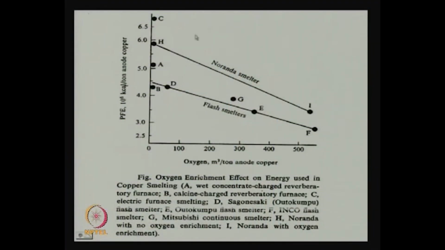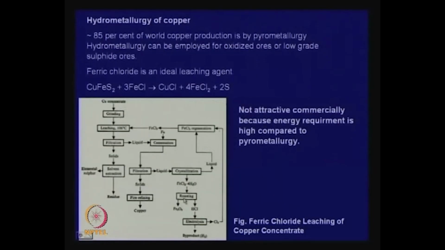Now, here the comparison is made between wet concentrate charge reverberatory furnace, calcined charge reverberatory furnace, electric furnace smelting, then Mitsubishi continuous smelter, Noranda with no oxygen enrichment. So, we have put all kinds of things, and generally it is found that if you have oxygen enrichment, the process will be better from the energy point of view. Now, this is all about the pyrometallurgy of copper.